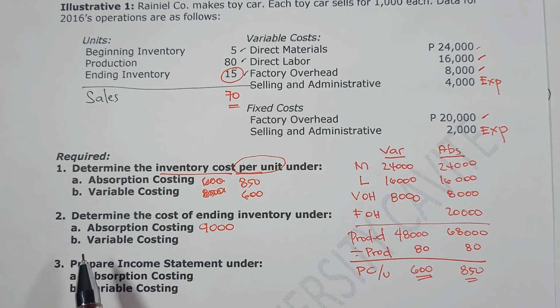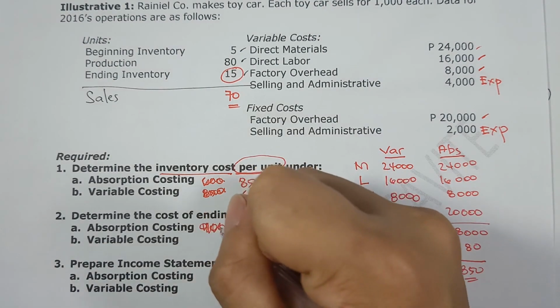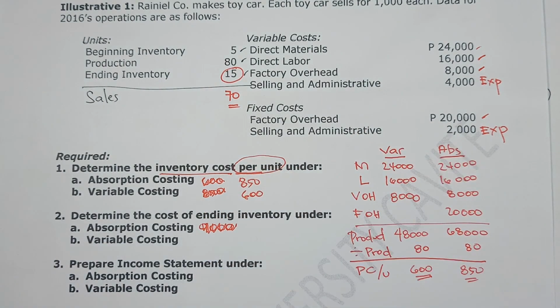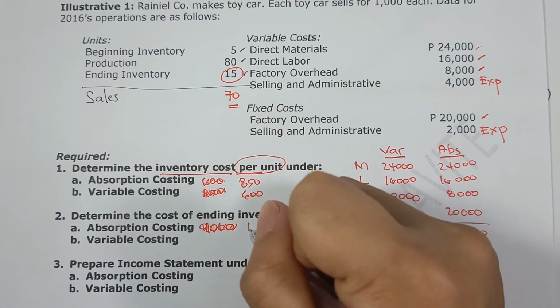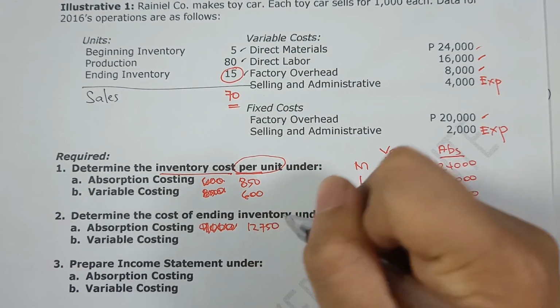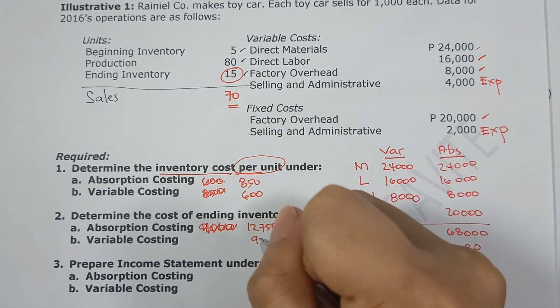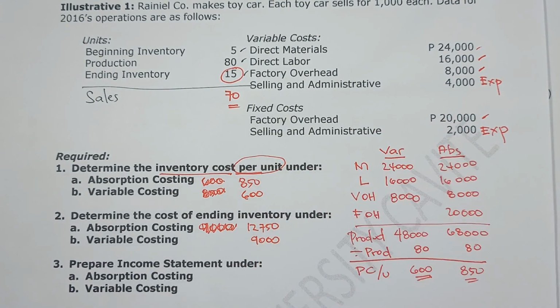Next, number 2, letter A. Of course, it's not 9,000 because it's 850 times 15 units. This is equal to 12,750. So the 9,000, which is 15 times 600, goes to letter B. So, requirement number 1, letter A, once again is 850. Requirement number 1, letter B, 600. Requirement number 2, letter A, is 12,750. Then requirement number 2, letter B, is equal to 9,000 pesos.